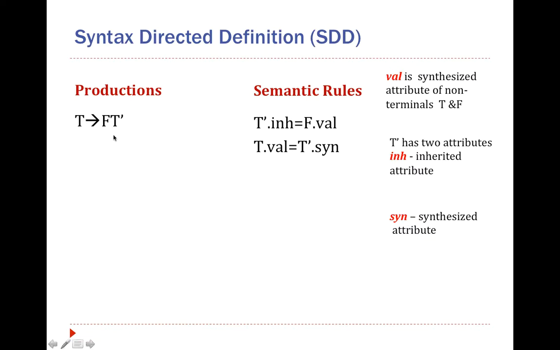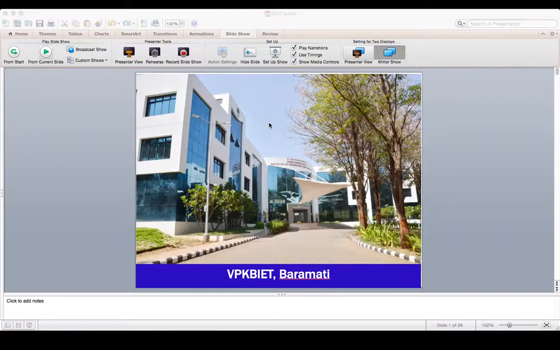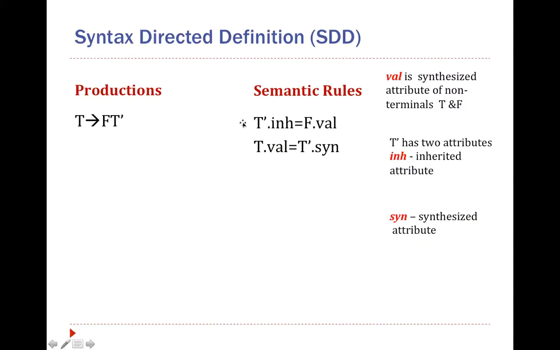So here T and F have the synthesized attributes. That means T.syn is to be computed by using F. Here it says T dash inherited equals F.val. So it is using the sibling to compute the inherited value. Inherited attributes can be computed using either the parent, the sibling, or the node itself. Here it is using the sibling.